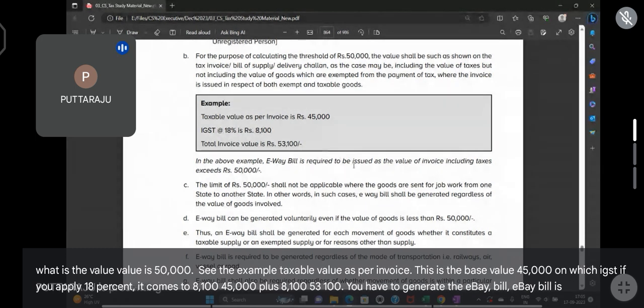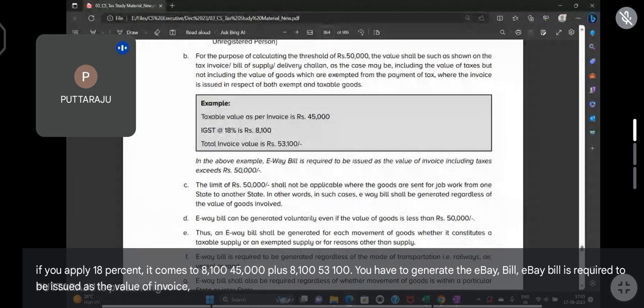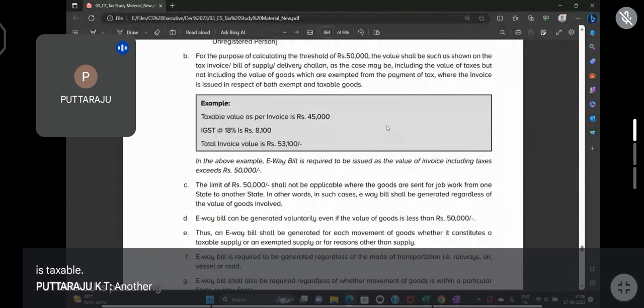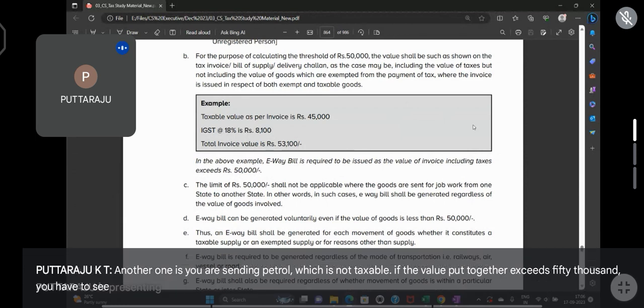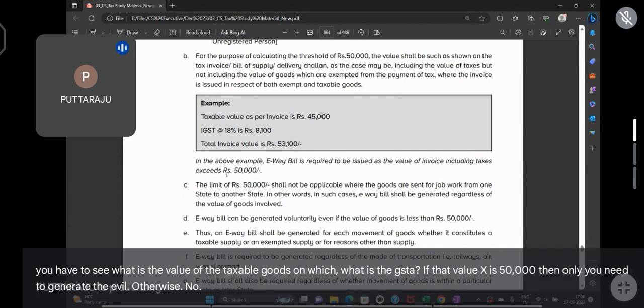E-way bill is required to be issued as the value of invoice including taxes exceeds 50,000. Assume that you are sending two goods. One is cloth, which is taxable. Another one is petrol, which is not taxable. If the value put together exceeds 50,000, you have to see what is the value of the taxable goods, on which what is the GST. If that value exceeds 50,000, then only you need to generate the e-way bill. Otherwise, no. Are you guys understanding?